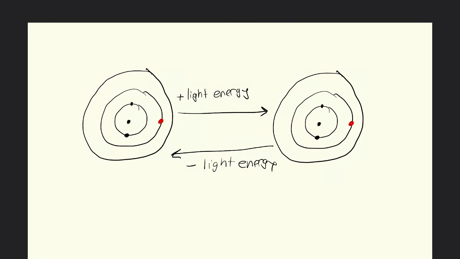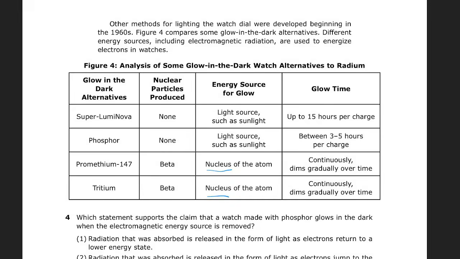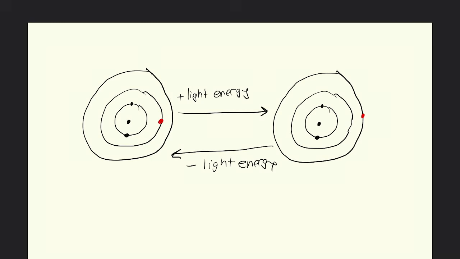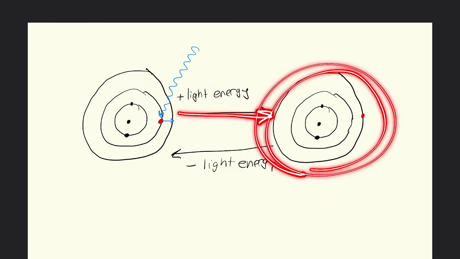So to do this, I've drawn a simple Bohr model of the atom. So let's think about how this is happening, right? It says that the energy for this glow source is light, such as sunlight. So let's just say when we are adding light energy, like this is our sunlight, we're going to energize an electron and cause it to jump to a higher state. So this is kind of like that charging period for the watch. And then after it absorbs that energy, we have this model in an excited state.